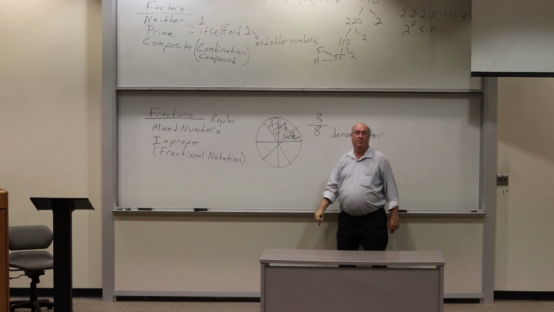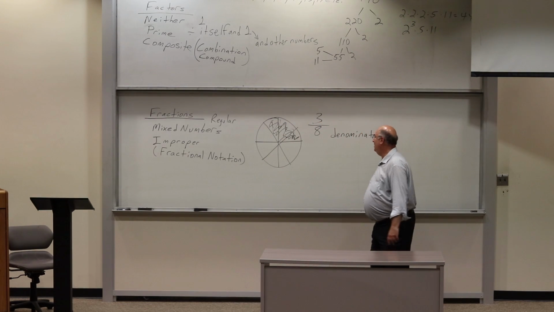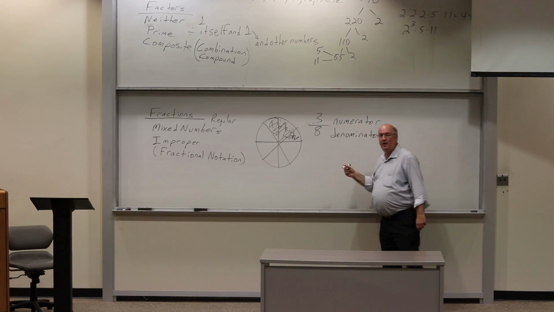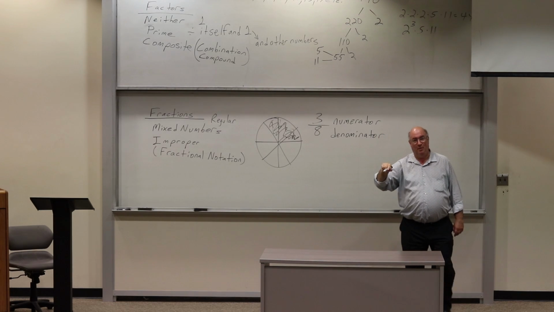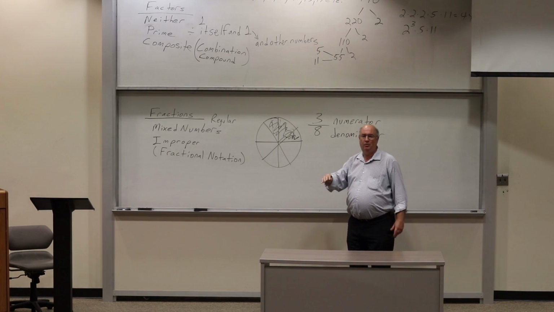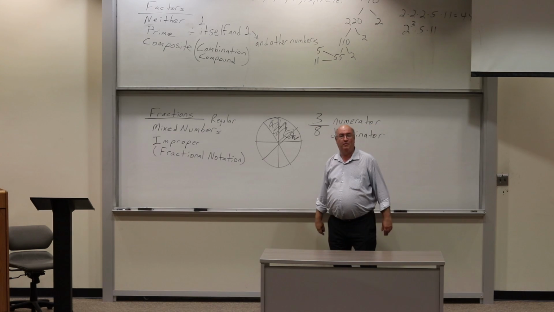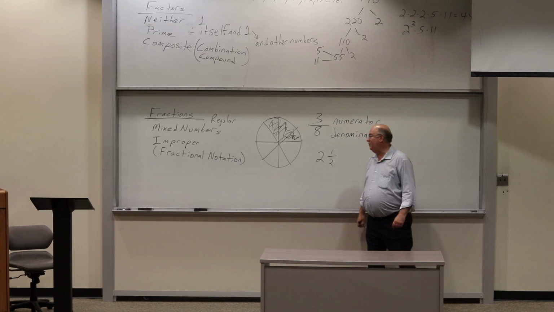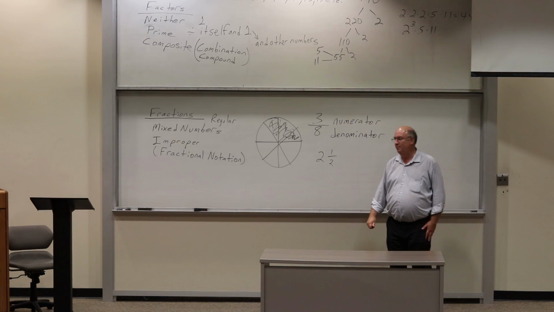So let's say I eat three slices of pizza. So that'll be the top number, which is called the numerator. It's a regular fraction. Top number is smaller than the bottom number. Okay, mixed numbers. We have a whole number or an integer, and we have a fraction. So it'll be like 2.5. That would be an example of a mixed number.